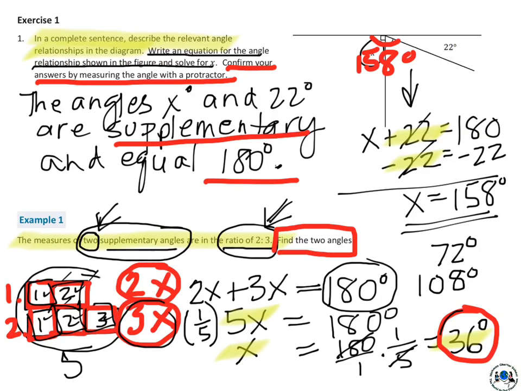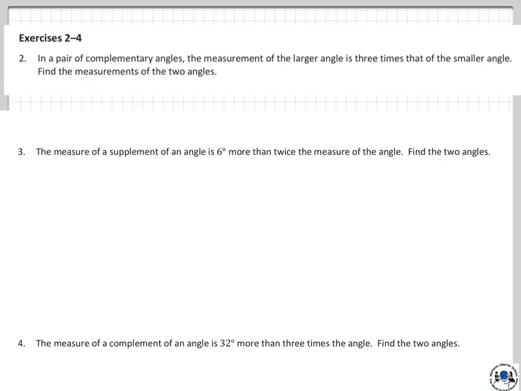3 times 36 here. And the way I know this is correct is if I add these two, and if they equal 180, which they do, then I have checked my answer. Okay? All right, so that's how you do that example 1. Hopefully you'll run into something like that in your problem set, so you'll know how to do it. Okay. So here we go.